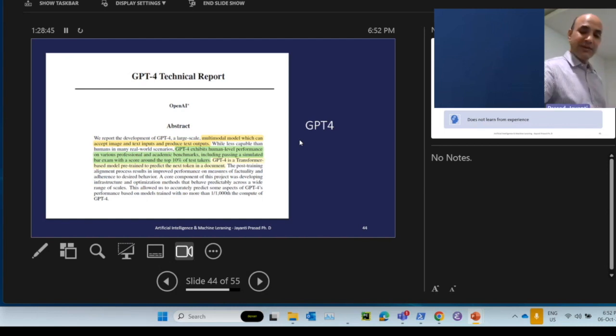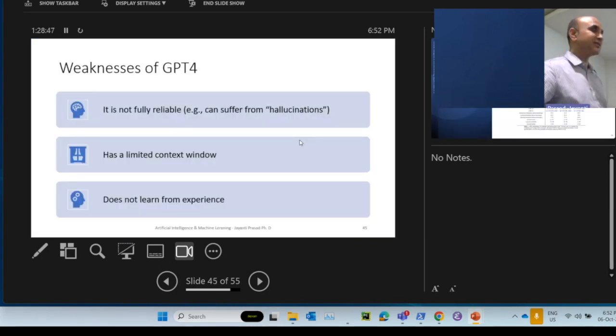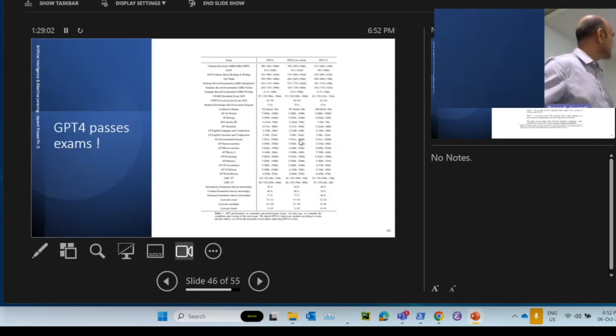I will give you an example because I am not covering its technicalities. There are some known shortcomings also: it's not fully reliable, it hallucinates, it creates some fake things. It has a limited context window and does not learn from experience. But the biggest selling point of GPT-4 was that it was able to clear many international exams with very high scores. These are the exams and these are the scores.